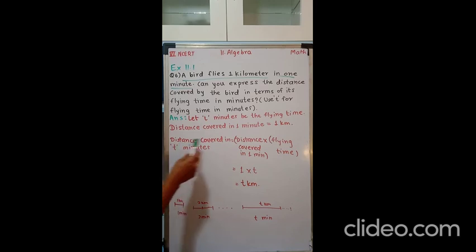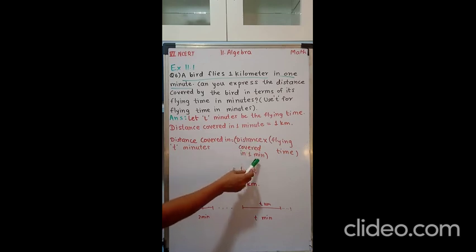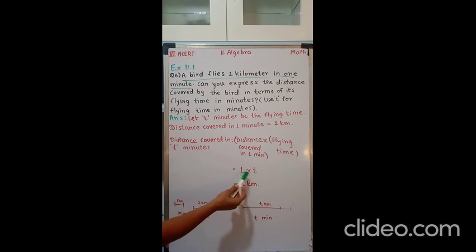So distance covered in t minutes is equal to distance covered in 1 minute into the flying time. Means if the bird flies for 5 minutes, then the distance covered will be 5 kilometers. Similarly, distance covered in 1 minute equals 1 kilometer into flying time, which is T. So it will be 1 into T, which is T kilometers. So the bird flies T kilometers.